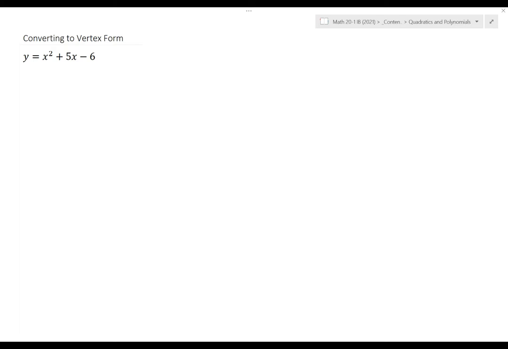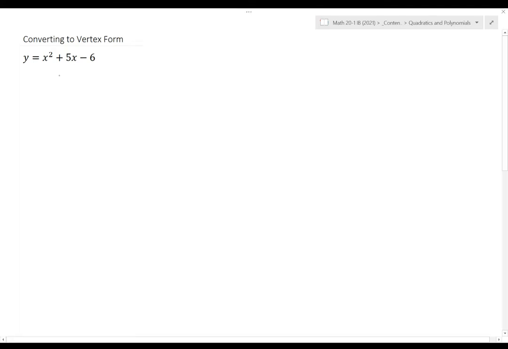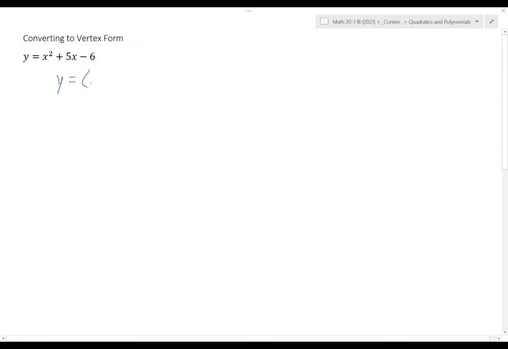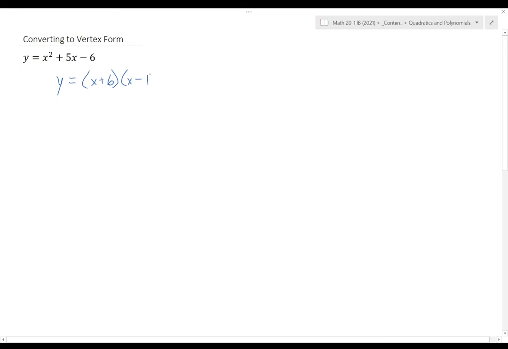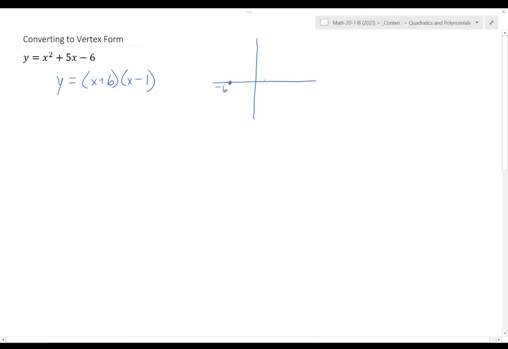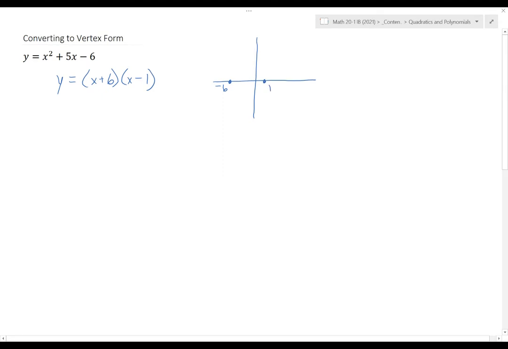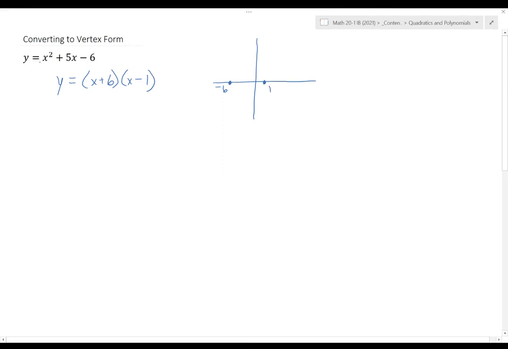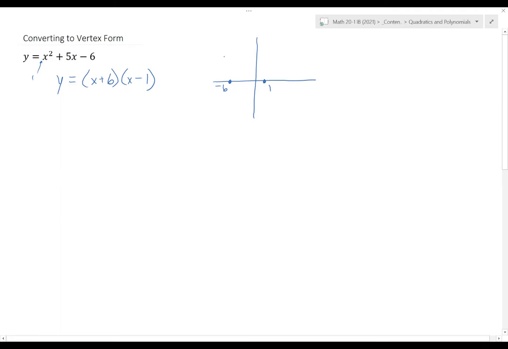If the quadratic is factorable, we can make use of the x-intercepts and symmetry in order to find the vertex and convert to vertex form. So supposing we have this quadratic here, which factors to y equals (x + 6)(x - 1). From what I know of the graphs of quadratic functions, I now know that this has to go through (-6, 0) and (1, 0). I also know that it opens upwards because the leading coefficient is just 1. So it's a positive leading coefficient.